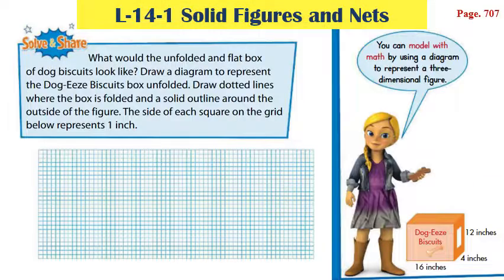Alright my dear students, now we are properly on our lesson. We have a question here, for which you should find the answer and share your answer with me. Our question is: what would the unfolded and flat box of dog biscuits look like? Draw a diagram to represent the dog biscuits box unfolded. Draw dotted lines where the box is folded and a solid outline around the outside of the figure.